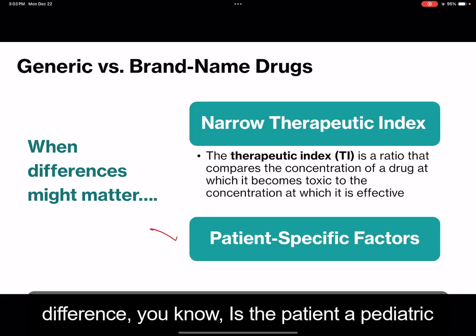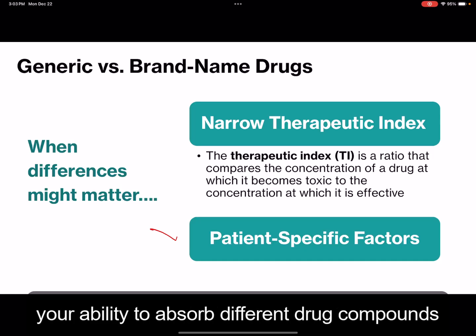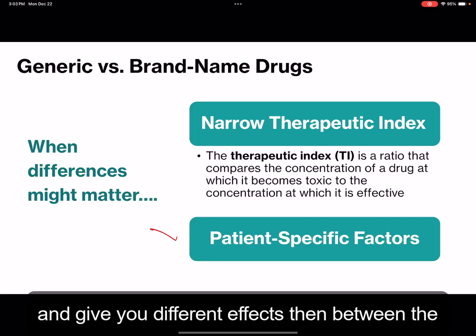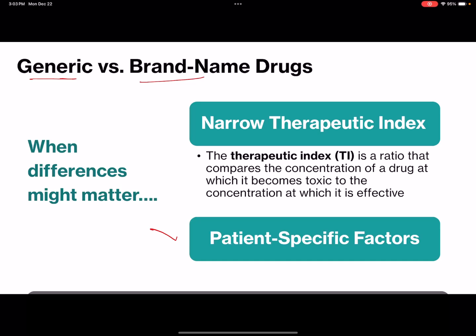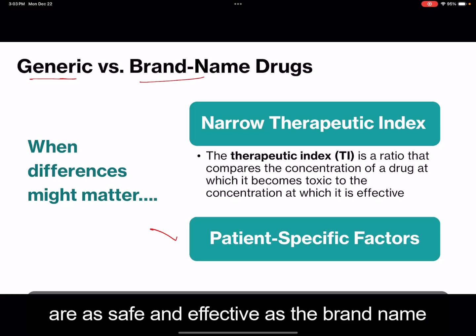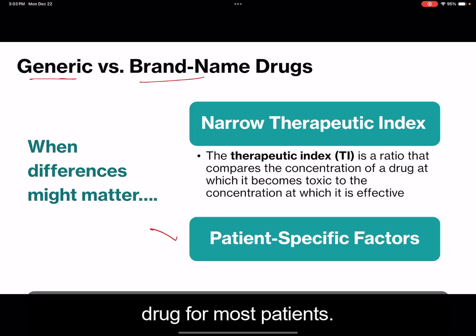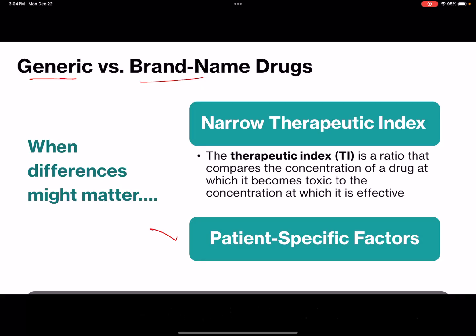So age can often make a difference. Is a patient a pediatric patient or a geriatric patient? That can affect your ability to absorb different drug compounds and give you different effects between the brand name and the generic options. The bottom line, though, is that generic drugs are as safe and effective as the brand name drug for most patients. So generics have to meet strict FDA standards for equivalence.